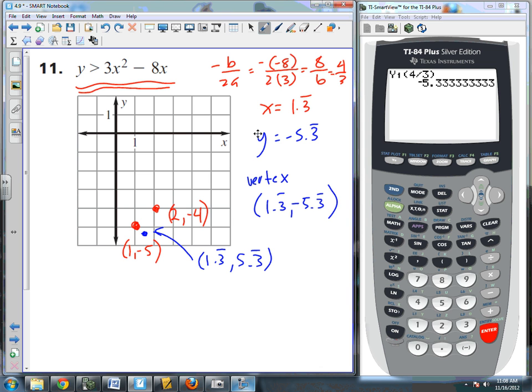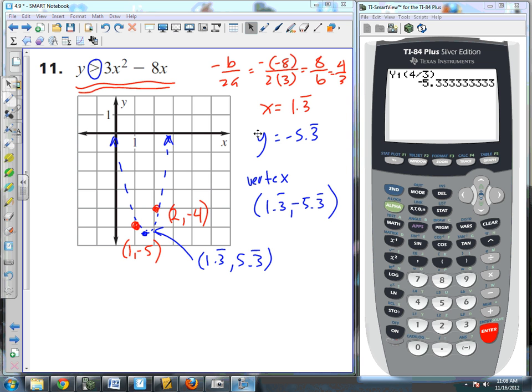So now I have to graph. It's an inequality with a greater than symbol. So there's no equal to, so it's going to be a dotted line. Then it's a matter of which side to shade on. Because it's greater than, I shade above, or inside the parabola.